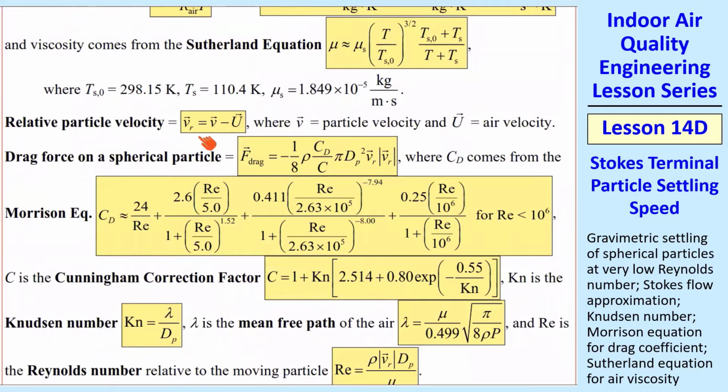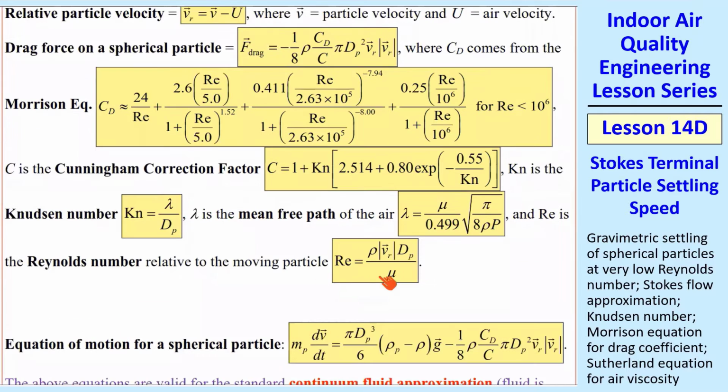We defined relative particle velocity, where v is the particle velocity and u is the air velocity, and so the relative velocity is just the difference between the two. We also had equations for drag on a particle. We have the Cunningham correction factor included, and we have the drag coefficient in terms of Morrison's equation, which is a function of Reynolds number. We also have this equation for the Cunningham correction factor, Newton number, lambda mean free path, and Reynolds number.